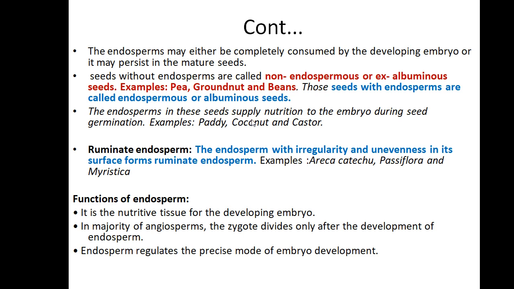But the seeds with endosperm are called endospermous or albuminous seeds. The endosperm in these seeds supplies nutrients to the embryo during seed germination. Examples: paddy, coconut and castor. Ruminate endosperm means the endosperm which is not developed further. There is an irregularity, unevenness in the surface of the ruminate endosperm. It means the endosperm is there, but it is not well developed. It is incompletely developed, and is called ruminate endosperm. Examples: Areca catechu, Passiflora and Myristica.